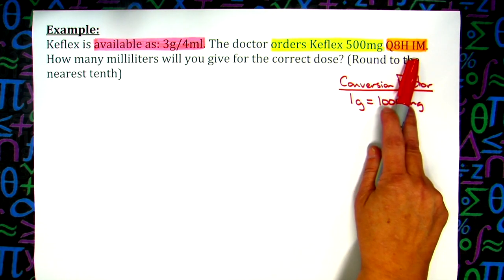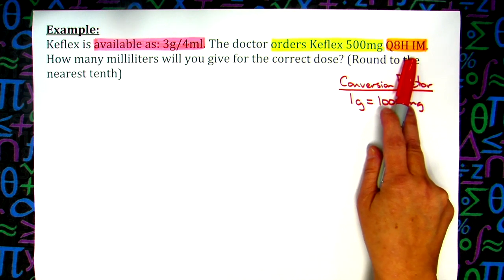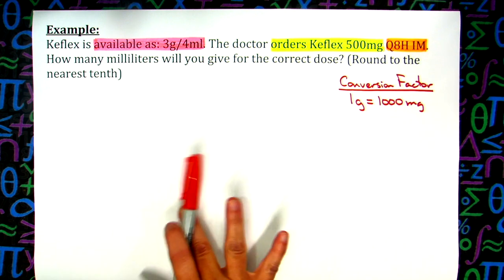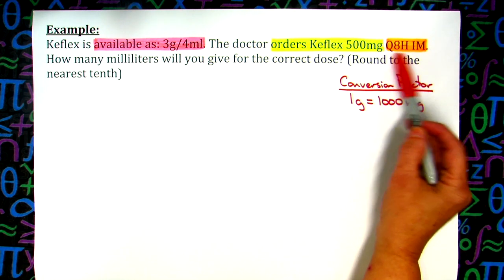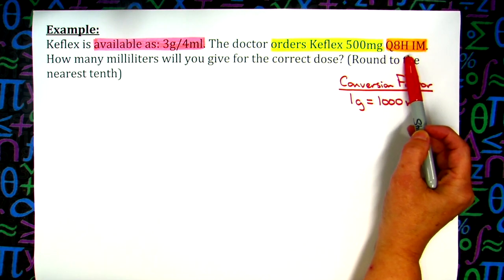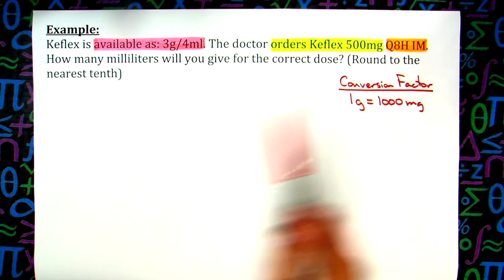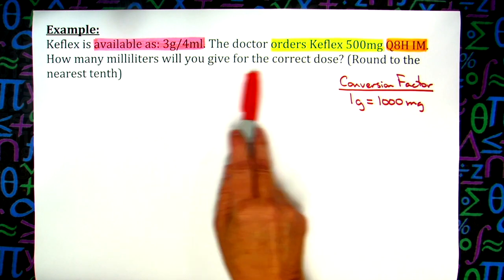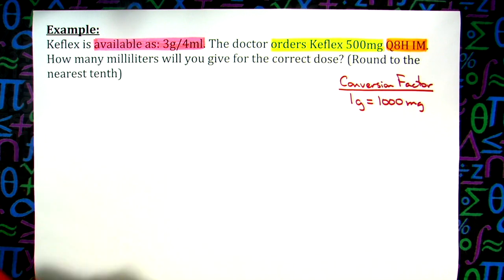I did highlight this. This is every 8 hours intramuscularly. That's not going to be needed for this particular question, but knowing this abbreviation and what it stands for will be handy in other questions. All right, how many milliliters will you give for the correct dose? Round to the nearest tenth.